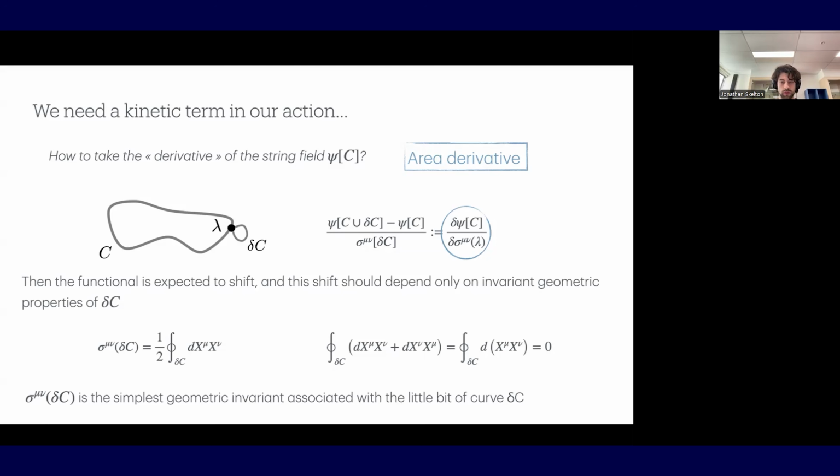So what does sigma mean? Oh, it's the area, right? That's an area, the area associated with this delta C curve. That's the minimal area inside. Okay, I see, the area bounded by delta C, right? And we consider the minimal one. I see. So we can think of the formula.